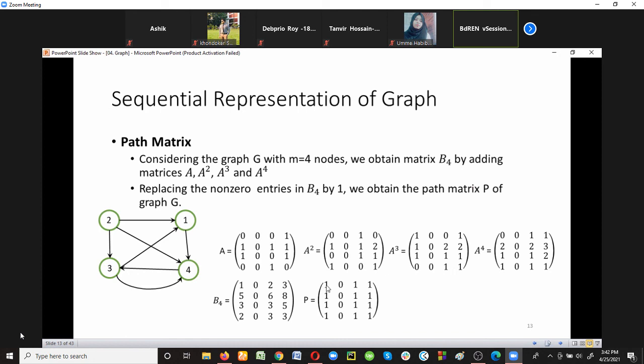From this matrix, look at this row, how we got this row. Here the row value is 1 and the column values are 1, 2, 3, 4. So between 1 and 1, why is the value 1? Did you take any loops here?